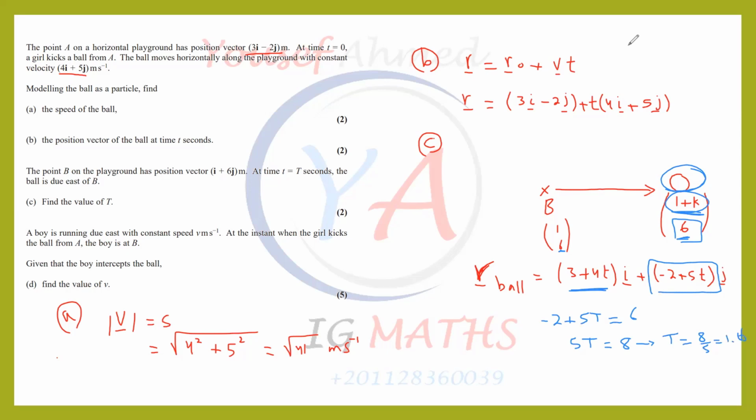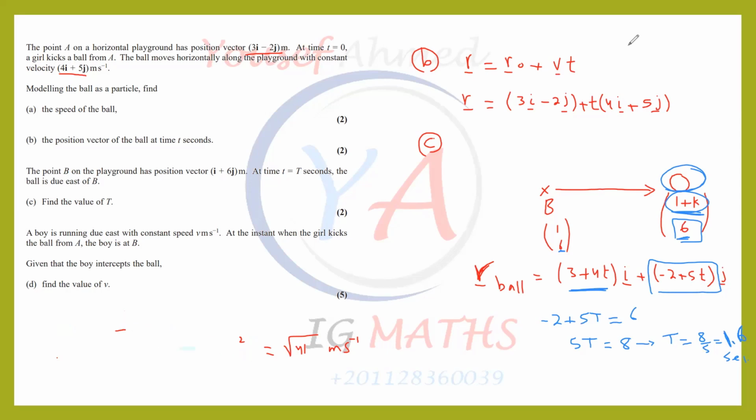So whenever you are working on a point like this, and something is due east or west, you work on the j component. If it's due north or south, you work with the i component, because it's the one that didn't change. So this is for point C.